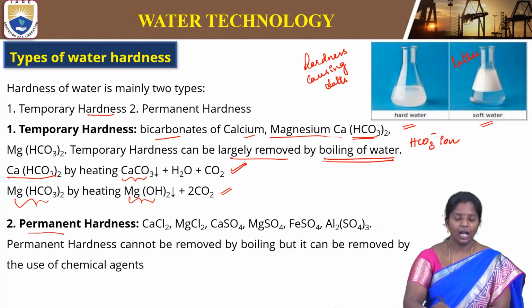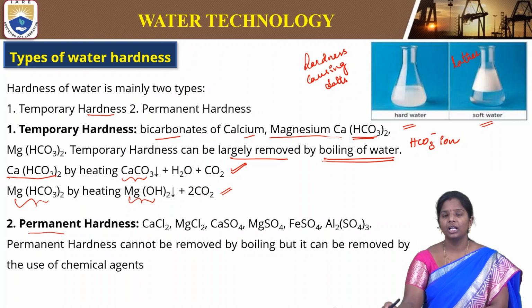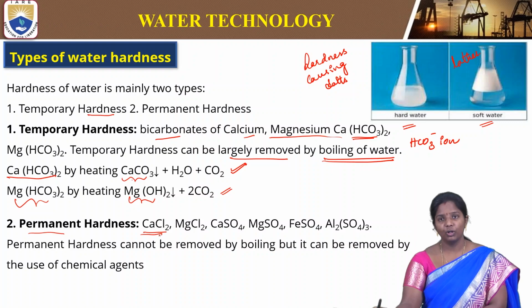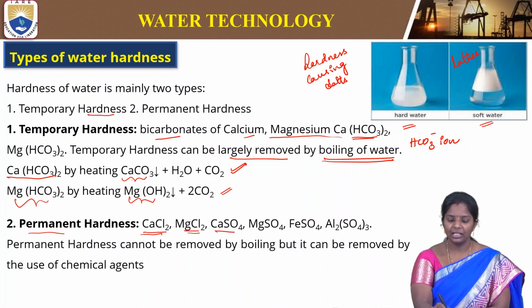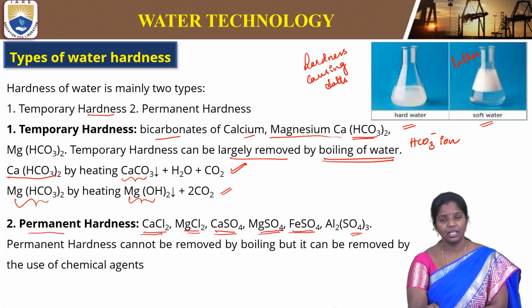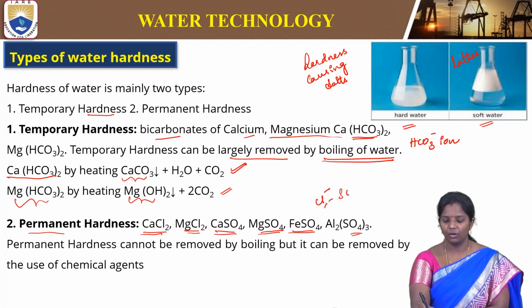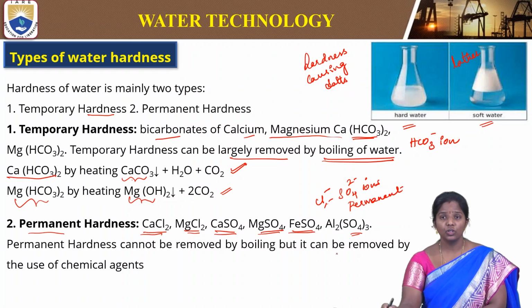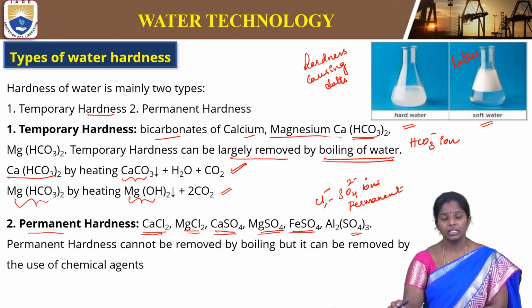Next comes the permanent hardness. The name indicates that it cannot be removed so easily. The causing salts are calcium chloride, magnesium chloride, calcium sulfate, magnesium sulfate, ferrous sulfate, and aluminium sulfate. Very commonly, chlorides and sulfates are present. Chloride and sulfate ions are responsible for permanent hardness. These are the primary anionic species causing the scales.